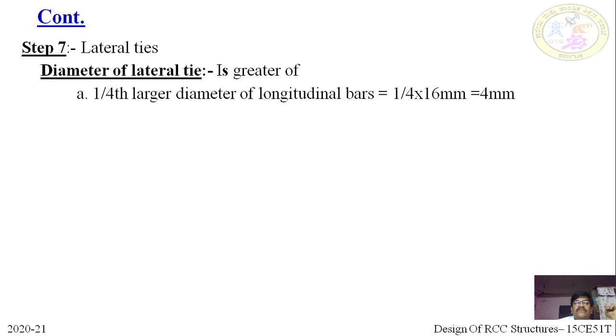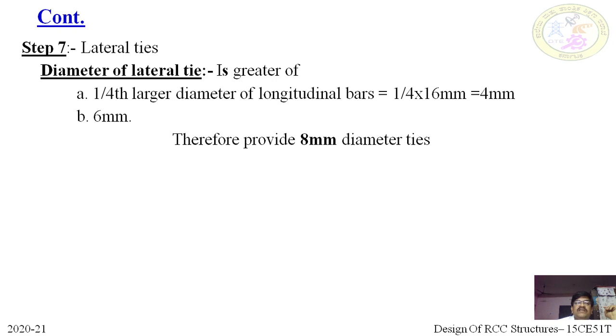Now come to the lateral ties. The diameter of lateral ties is the greater of 1/4 of the longitudinal bar diameter, that is 1/4 of 16 equal to 4 mm, or 6 mm. Therefore, provide 8 mm dia bars as ties.